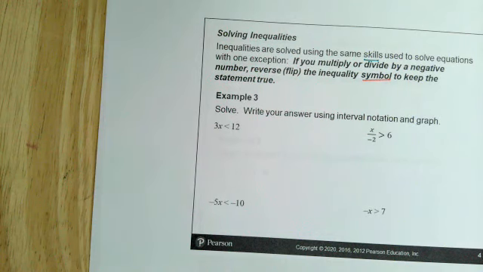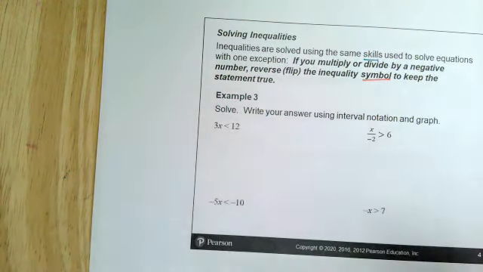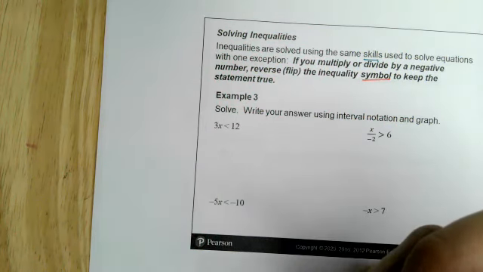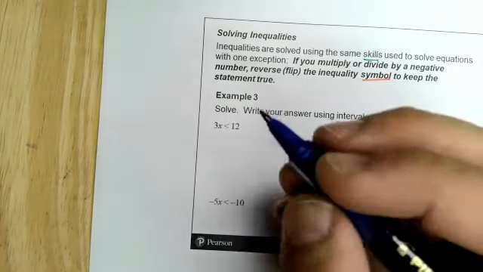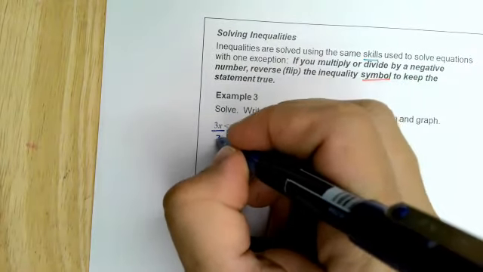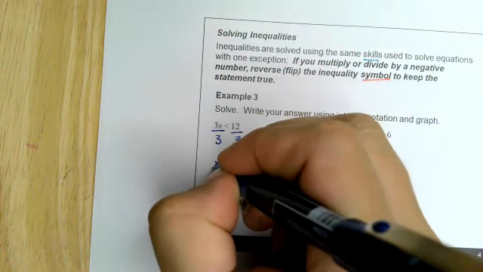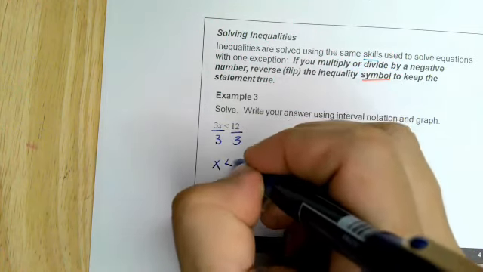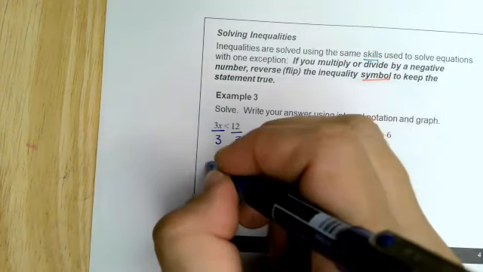All right, so we're just going to look at it the same way we would look at it if it was an equation. 3x is less than 12, or what can I multiply by 3? What are all the numbers I can multiply by 3 and still get a number less than 12, right? I want to isolate x, so I'm going to divide by 3. 3 divided by 3 just leaves me with x. 12 divided by 3 is 4. So x is less than 4.